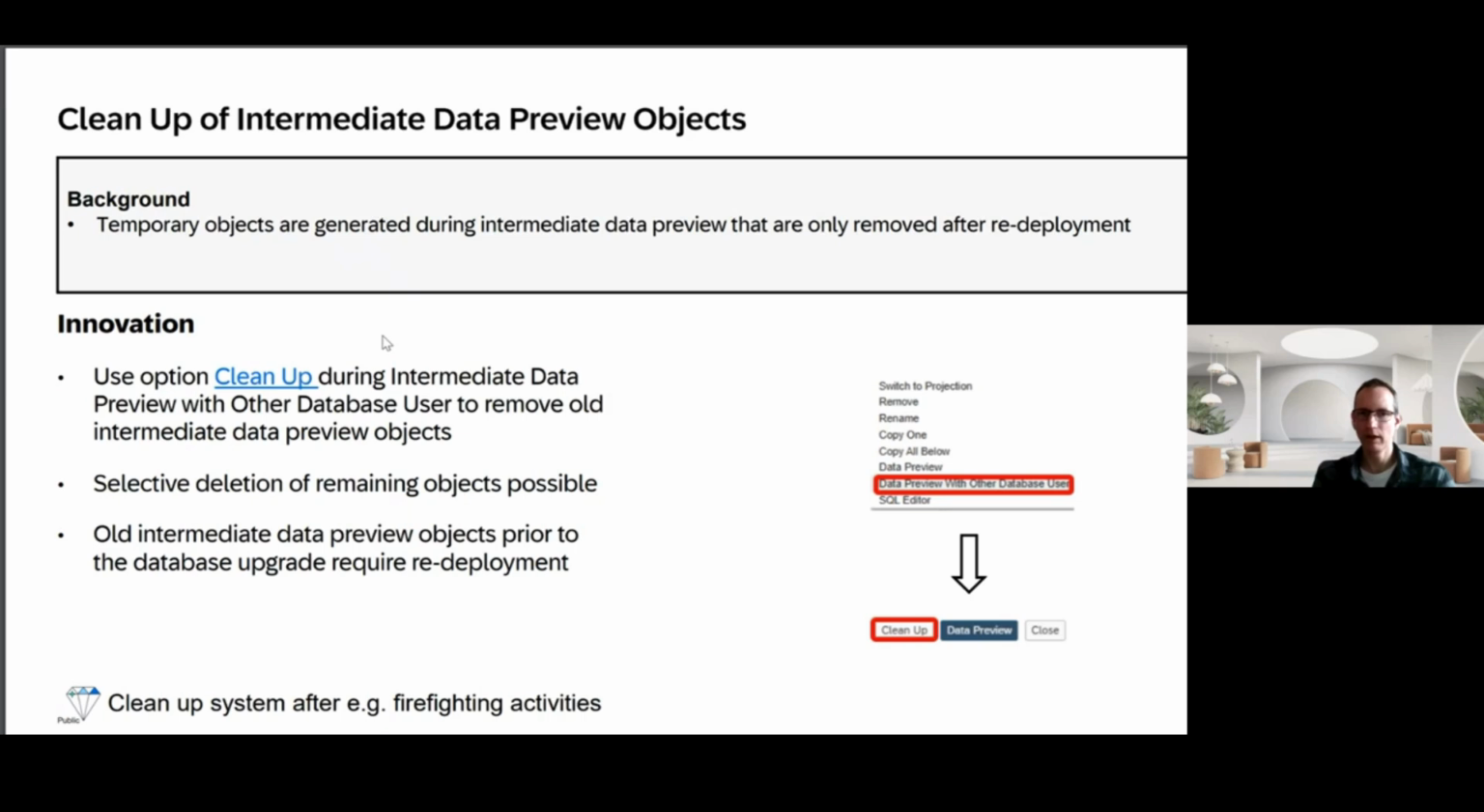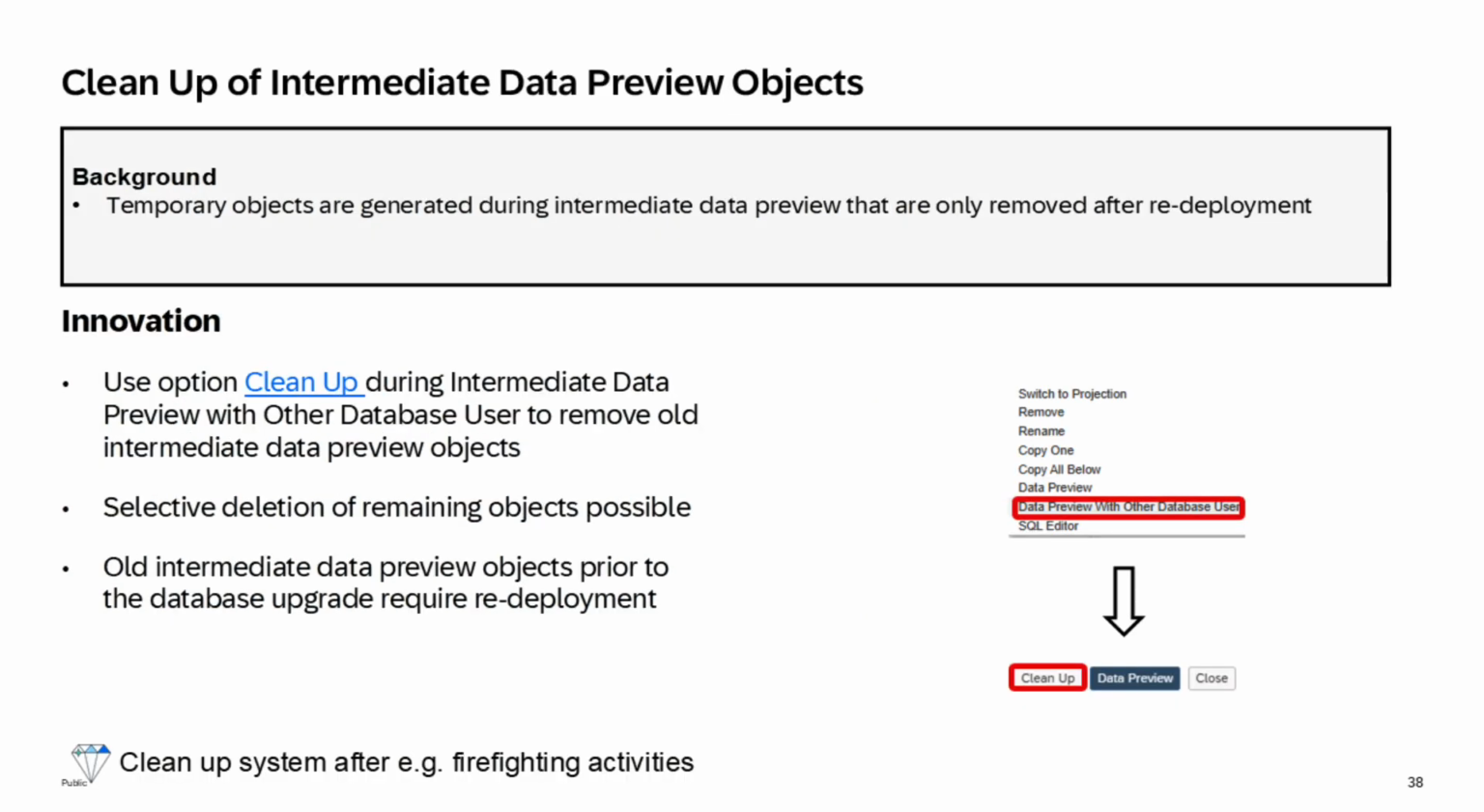Now we offer a dedicated option to clean it up on purpose at the time that you want to execute the cleanup option. And this cleanup option becomes available if you use the data preview with another database user. This can be, for example, helpful if you are in a firefighting situation where you are debugging in a productive environment and you want to make sure that intermediate data preview objects are cleaned up as soon as possible. So let's just look at how it looks.